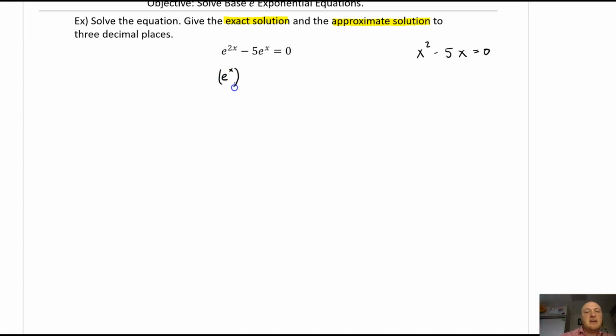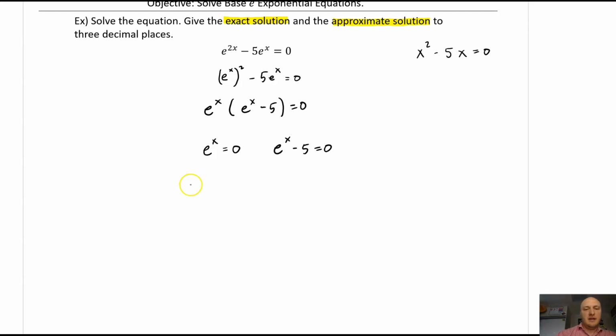So again, e to the power of 2x is the same thing as e to the x squared, so I will rewrite that. And I'm going to take out what they have in common, which in this case is an e to the x term. That leaves me with e to the x minus 5 is equal to 0. I'll now use the zero product property. So e to the x is equal to 0, and e to the x minus 5 is equal to 0.